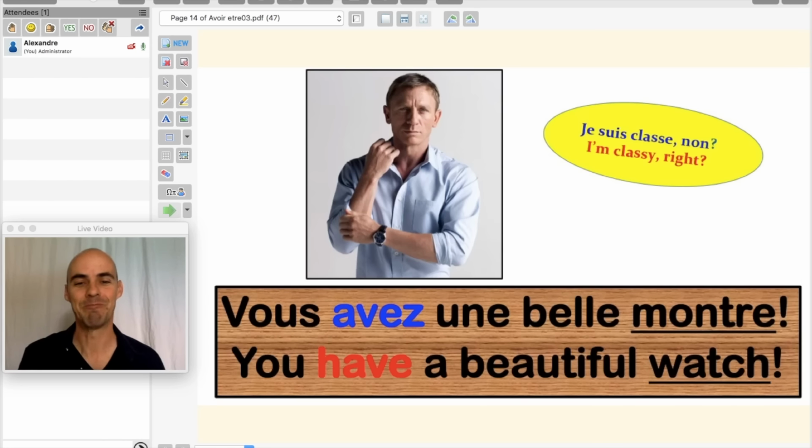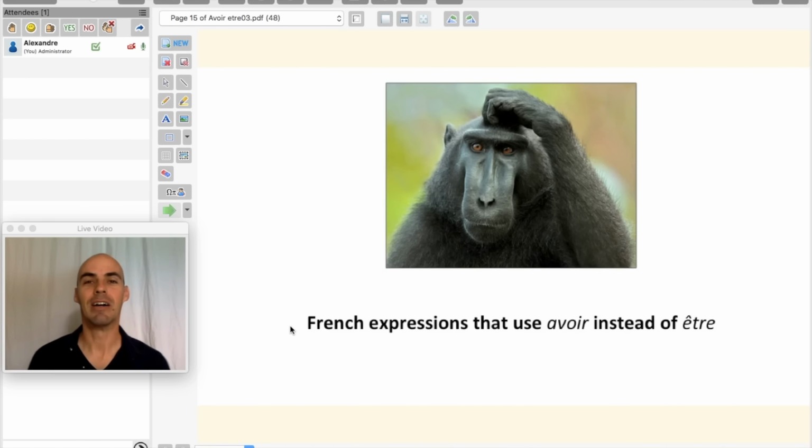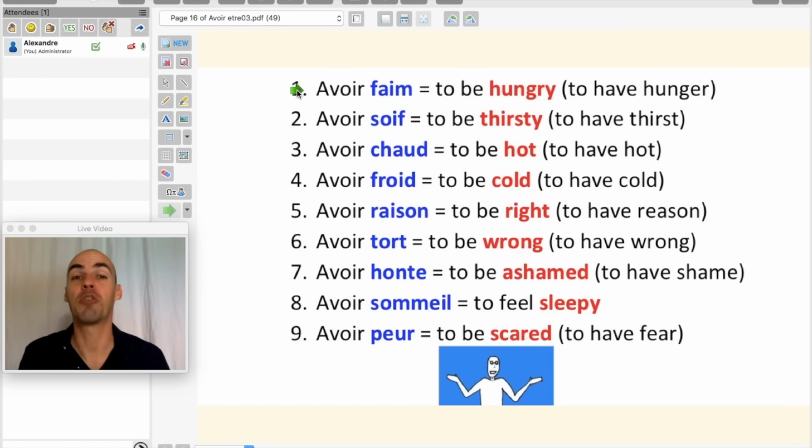Je suis classe. All right, now, think about this for a second. Just like in Spanish and other Romance languages, we have what we call avoir expressions. They're expressions or adjectives for which we're going to use nouns instead of adjectives, and we're going to end up using the verb avoir, to have, instead of to be in English. So look at this and it will make sense. These 9 are by far the most important ones. To be hungry, in French we say to have hunger, avoir faim. So instead of saying I'm hungry, you're going to say I have hunger.